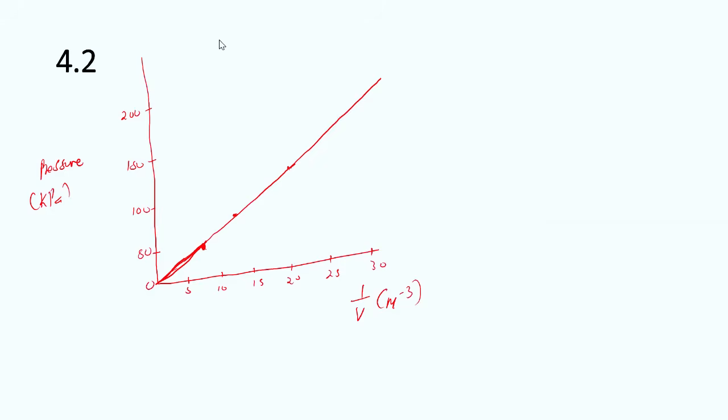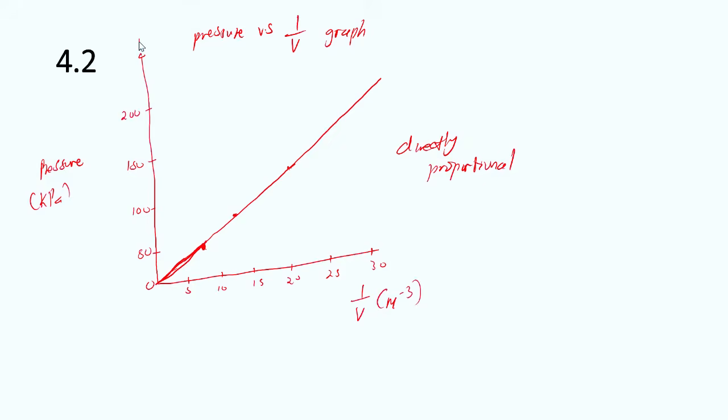So basically the idea here is that for pressure versus 1 over V graph, we must have a directly proportional relationship. So here, this indicates to us that we have a directly proportional relationship between these two quantities.